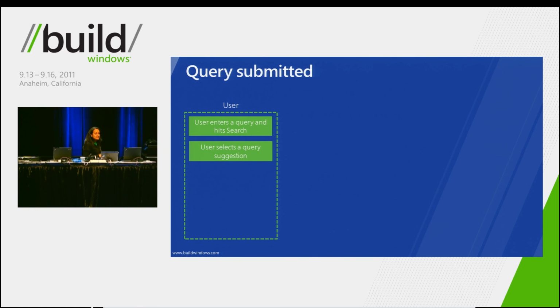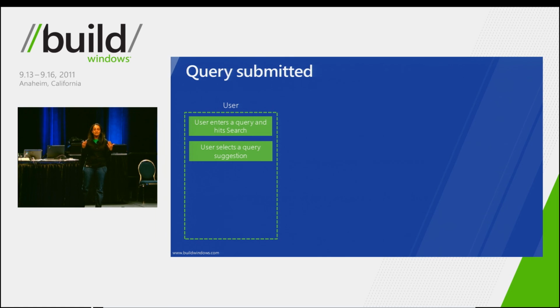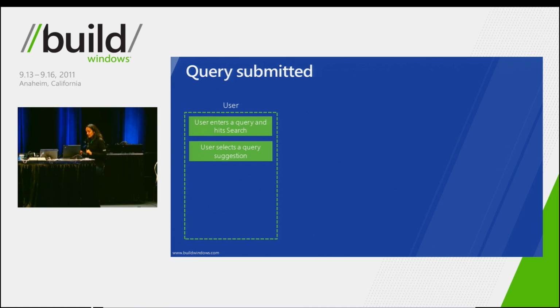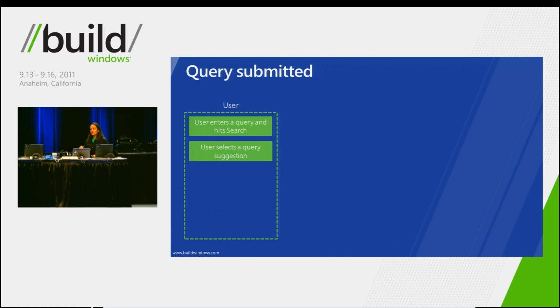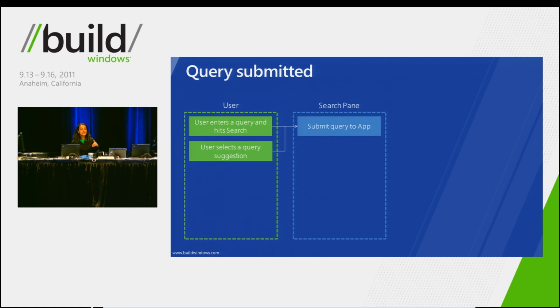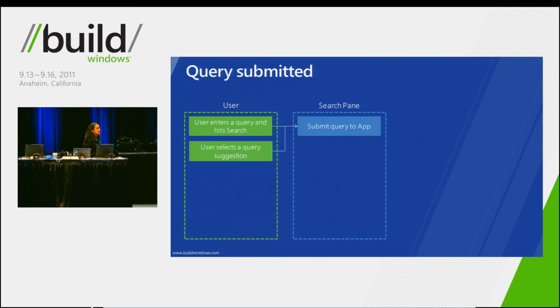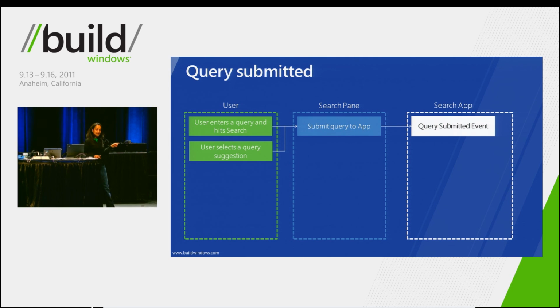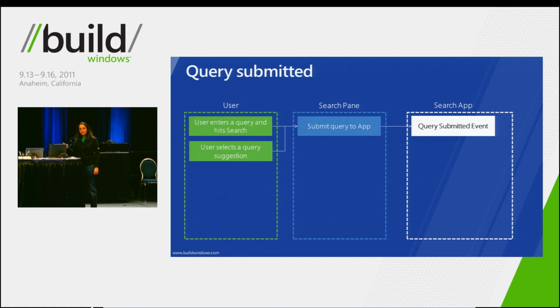The next event is query submitted. Query submitted happens whenever the user opens up the search charm while in your application. You've implemented the search contract, and they type in something and they hit enter, or they've typed in something in the search box and they've selected one of those suggestions. In both of these cases, the search pane submits the query to your application. Your application gets the query submitted event, and again, in this case, you also have a choice to make.